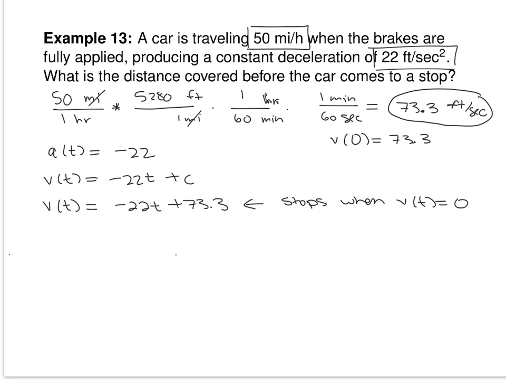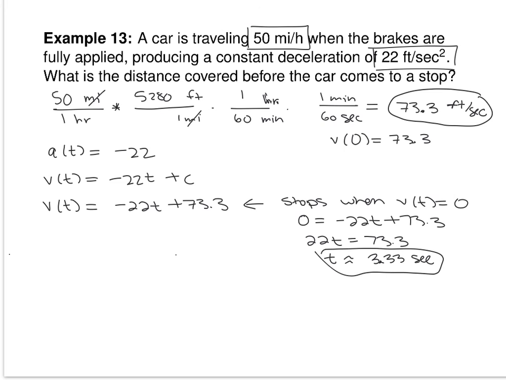Say that again? Well, wouldn't it all be negative? Oh, no. Okay, so set that equal to 0: minus 22t plus 73.3. You get 22t equals 73.3. t is about equal to 3.33 seconds. So it tells you how long the car takes to stop, 3.33 seconds.